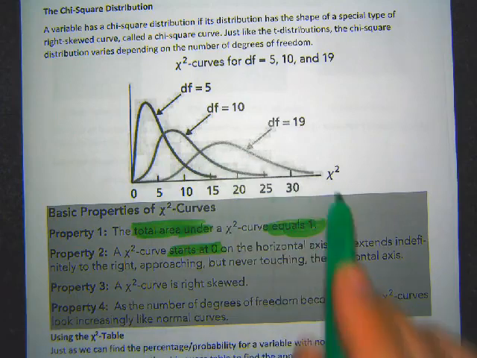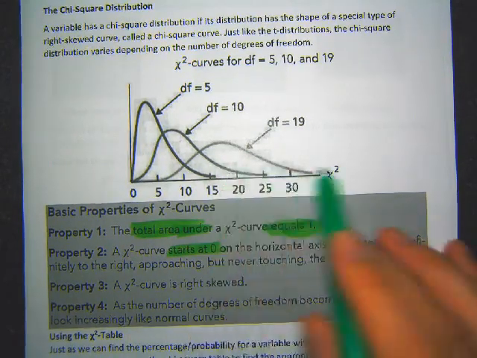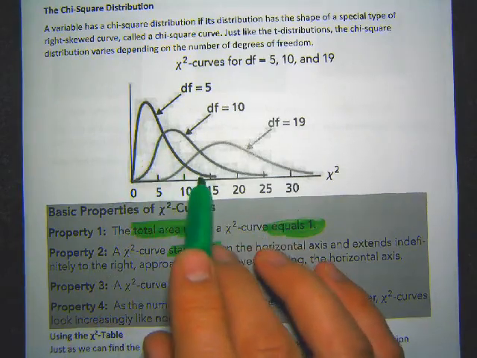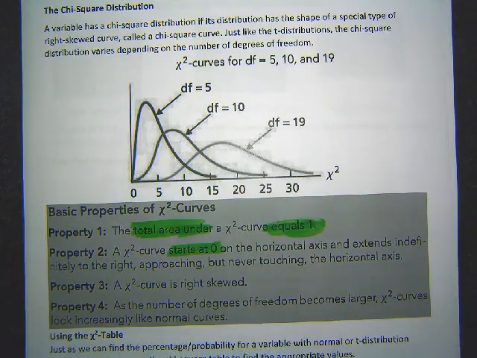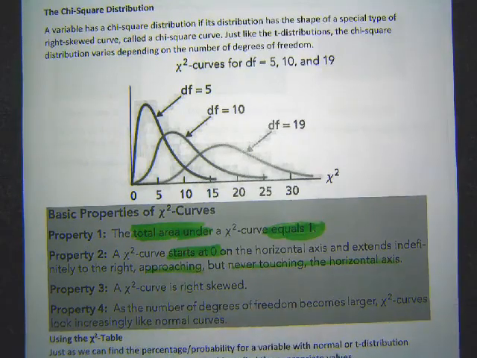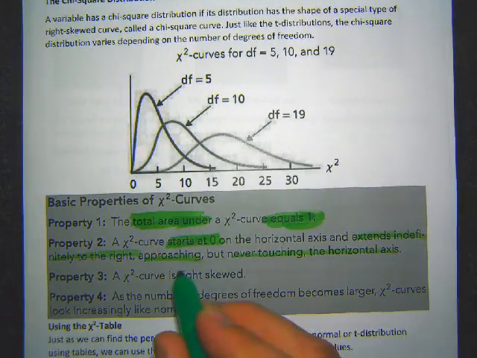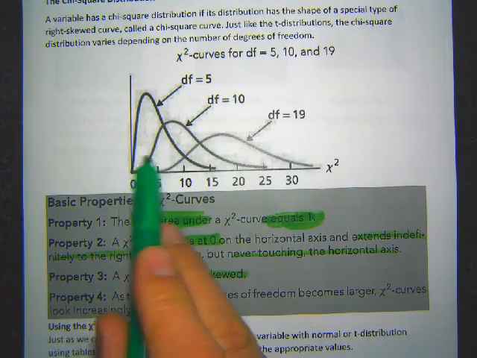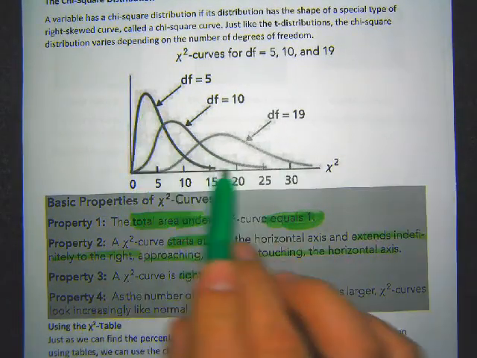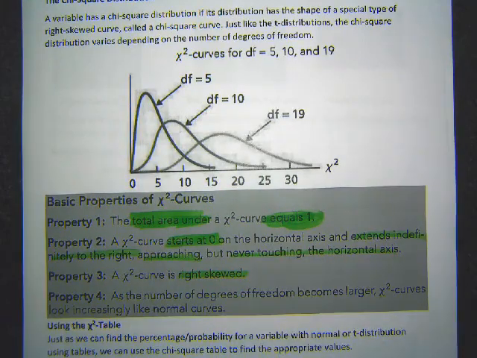It never quite touches the horizontal axis, it just gets closer and closer. It's always possible to get a value up high, but most of the time you won't because those are going to be very, very rare. It approaches the axis the whole time and extends indefinitely to the right. It is obviously right skewed because it stops at 0 and then spreads to the right forever. So it's always going to have a wider right side than left side.